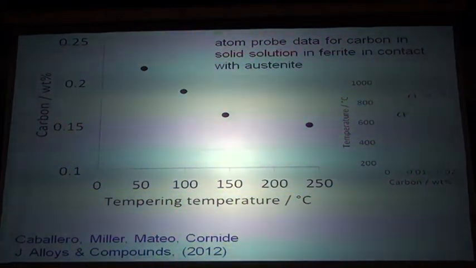So this is just a summary of results, where you can see the concentrations of carbon that remain in ferrite, far, far greater than anything you would expect from the equilibrium phase diagram, which is here, maximum solubility 0.028%.